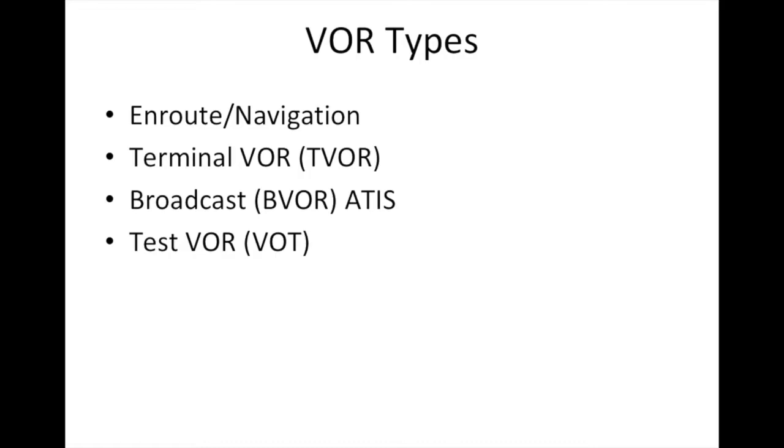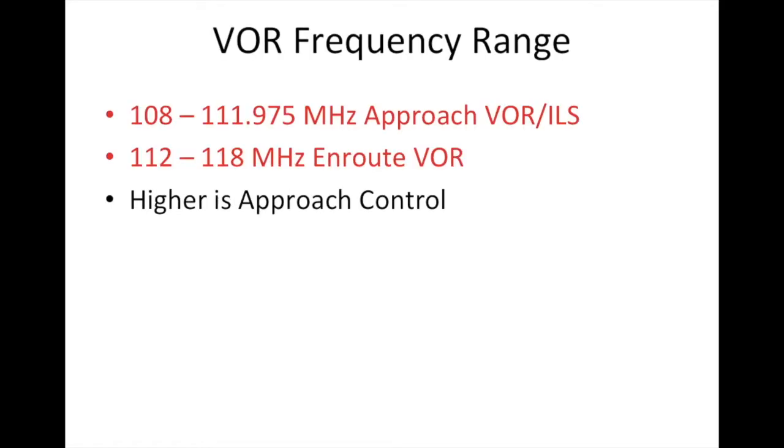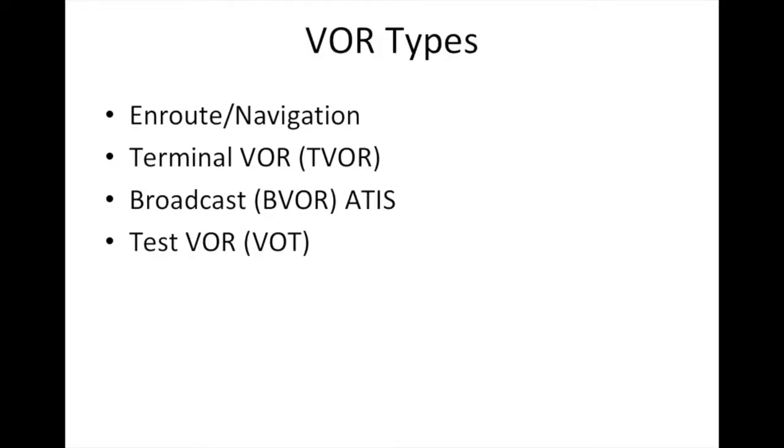Now, what are the different types of VORs? There are en-route VORs used for navigation, which, as I said before, fall between 112 and 118 megahertz. There are also terminal VORs, and they are represented by TVOR. So when you see the abbreviation TVOR, you understand you're dealing with a terminal VOR. I always get that confused with the test VOR that you see on the bottom, the VOT. But when you see TVOR, that's a terminal VOR. The VOT is a test VOR.